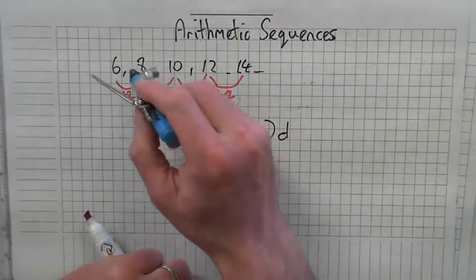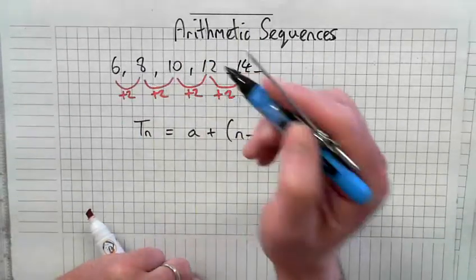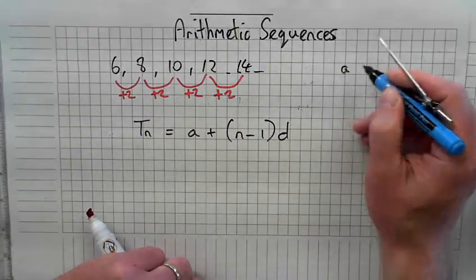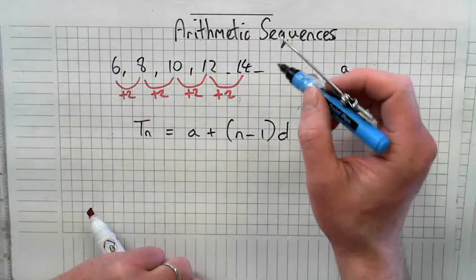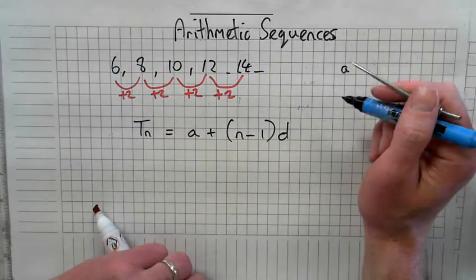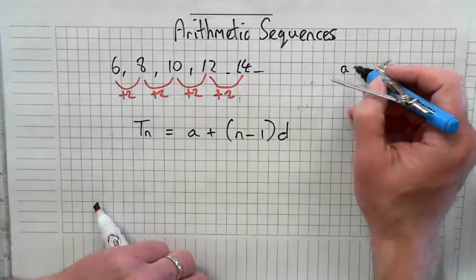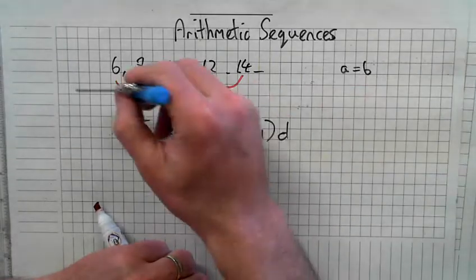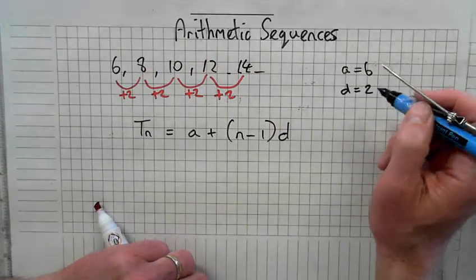Right, this is our first arithmetic sequence: 6, 8, 10, 12, 14. It starts at 6. So to start, this is T1, T2, T3, T4, T5. Term 1, term 2, term 3, term 4, term 5. The first term is also A. A is equal to 6. The difference is plus 2. D is equal to 2.